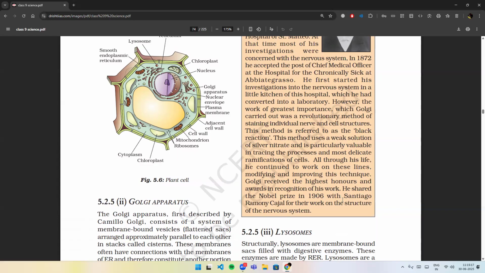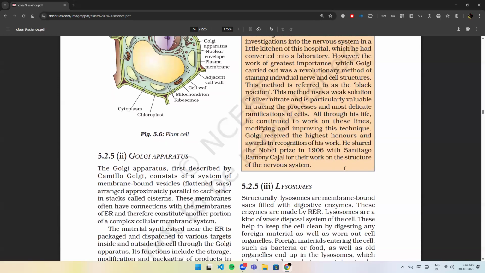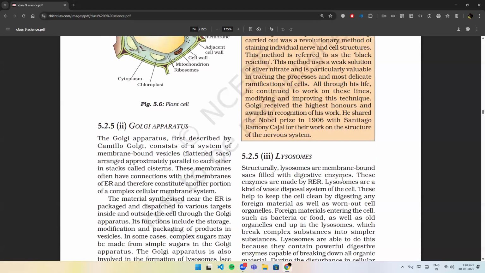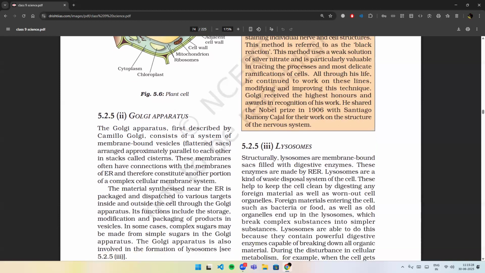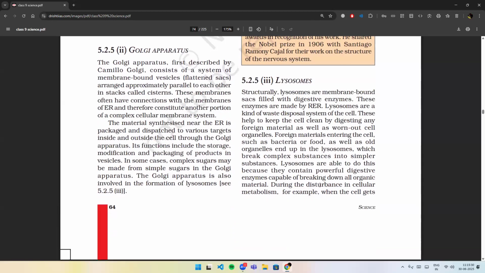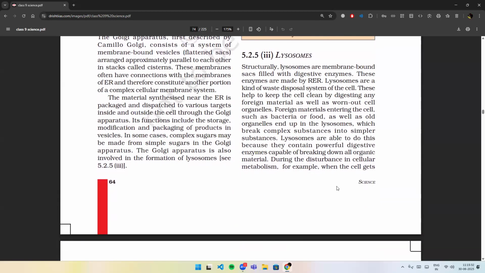Golgi received the highest honors and awards in recognition of his work. He shared the Nobel Prize in 1906 with Santiago Ramón y Cajal for their work on the structure of the nervous system. Lysosomes. Structurally, lysosomes are membrane-bound sacs filled with the digestive enzymes.